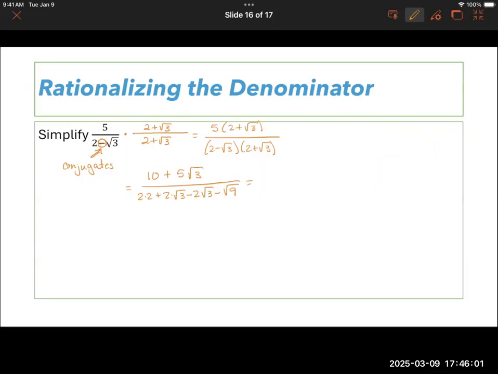Now notice what happens. Positive 2 root 3 and negative 2 root 3 cancel out. That's what multiplying by the conjugate does. It makes the outsides and insides cancel out. And so what you're left with then in your denominator is this 4 minus the square root of 9, which is 3. And since that is just 1, our answer is just 10 plus 5 root 3.